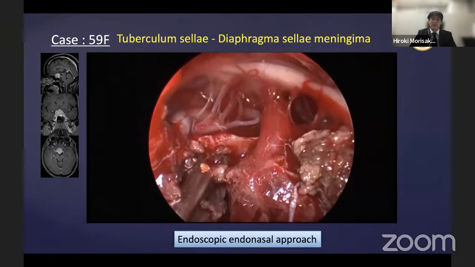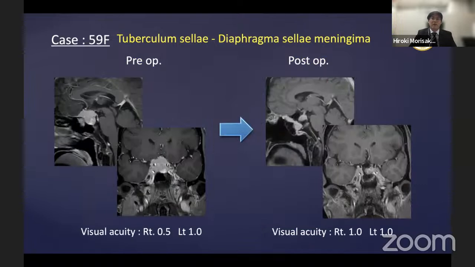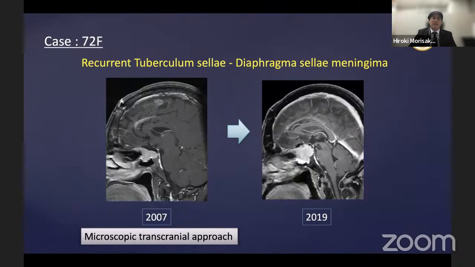This is the post-operative MR image. We achieved radical removal of the tumor and the patient's visual acuity also improved. The next case is a recurrent tuberculum sellae and diaphragma sellae meningioma. In this case, we removed this tumor in 2007 by the microscopic transcranial approach. After the long follow-up, the residual tumor gradually grew.